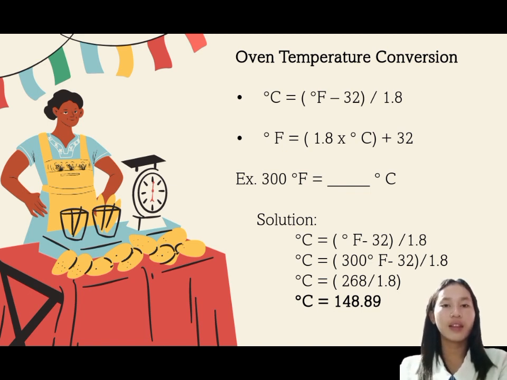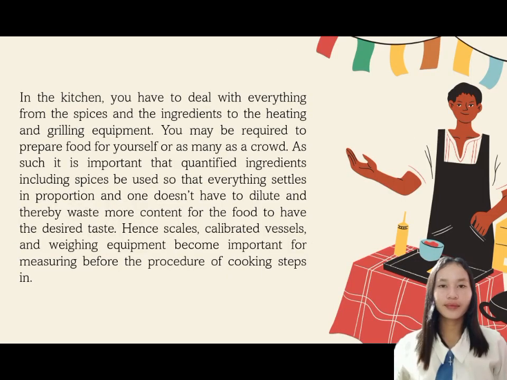300 Fahrenheit minus 32 is equal to 268. So you need to divide it by 1.8. So next step is to divide. 268 divided by 1.8 is equivalent to 148.89. So the equivalent of 300 Fahrenheit in Celsius is 148.89 Celsius.